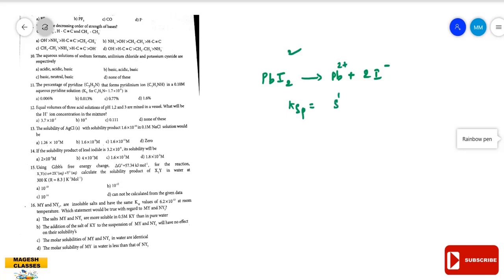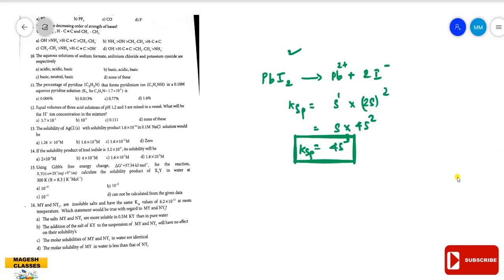So 1 power 1 into 2S whole power 2, so 2 power 2 S power 2. So totally it will be S into 4S squared, so totally 4S cube for the Ksp, the solubility relation for lead iodide. Clear? Here the Ksp is given, the solubility product of lead iodide is 3.2 into 10 power minus 8. And what is the S value? So this is the question.